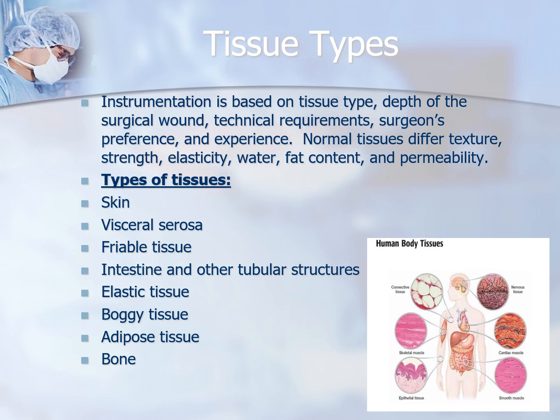Elastic type tissues, we're talking about connective tissues. Boggy tissues like the spleen, the liver, the kidneys. We don't want to grab them or retract them with anything that's going to bite or jab or poke, because those tissues are very friable. And even when we attempt to sew those tissues, which doesn't happen very often, we use a blunt needle.